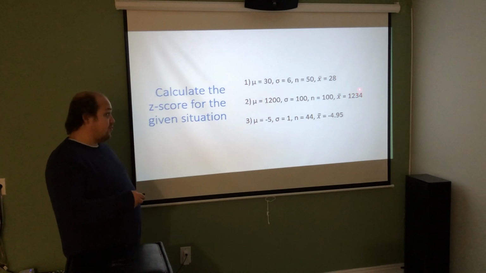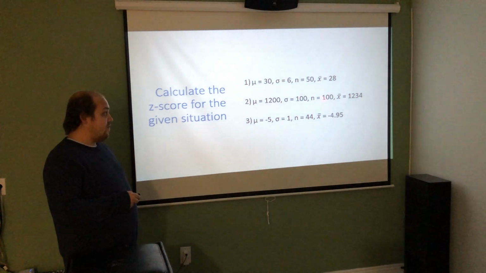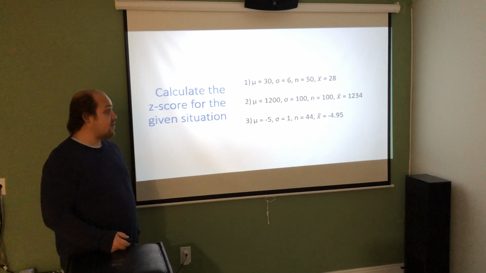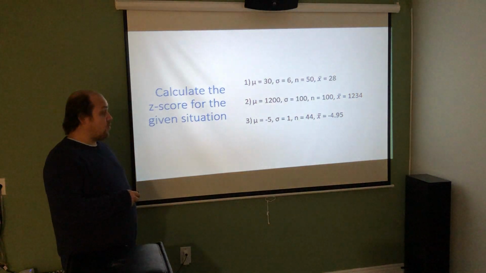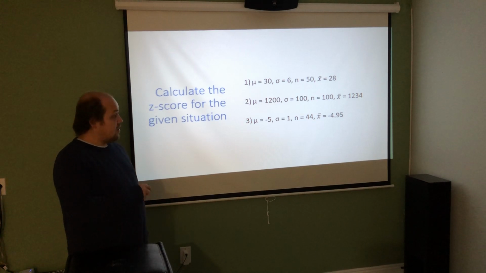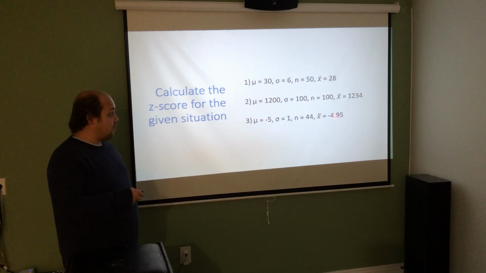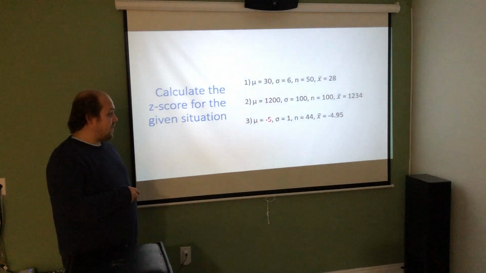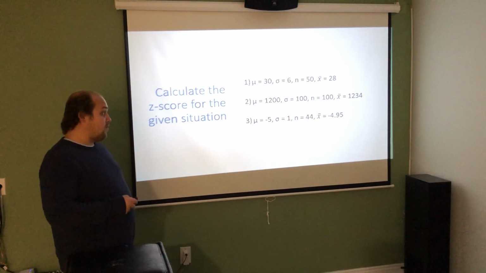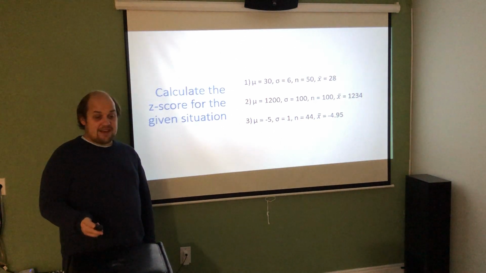In number 2, we're going to do 1234 minus 1200, divided by 100 over the root of 100, which is 100 over 10, or 10. So 1234 minus 1200 would give me 34 divided by 10 would give me 3.4 for this z-score. For problem number 3, I'm going to take negative 4.95 minus a negative 5, which will give me positive 0.05, divided by 1 over root 44, which again I can't do in my head.